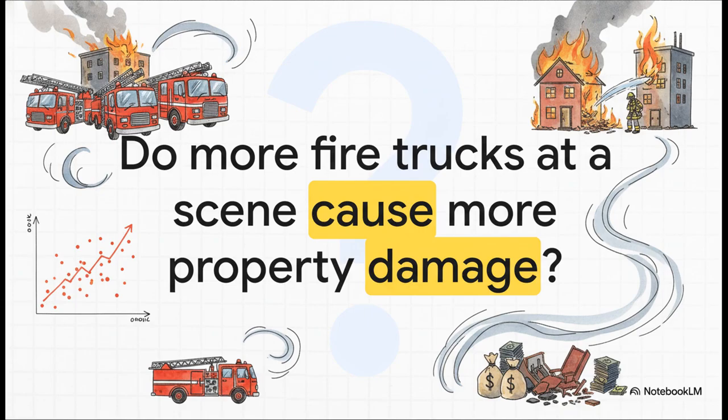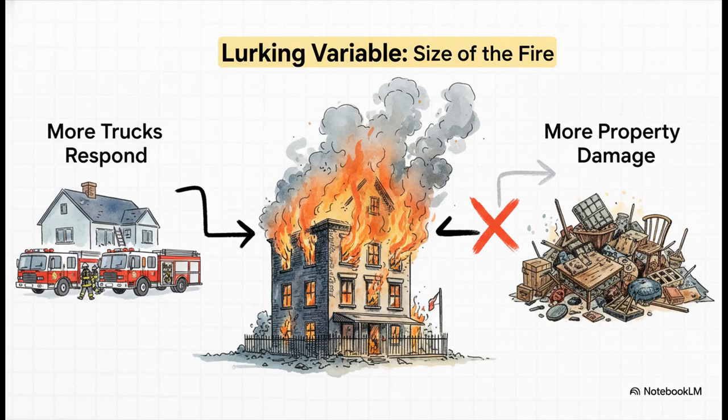Let's try one more. You look at data and see a strong positive correlation between the number of fire trucks at a fire and the amount of property damage. So, should we just send fewer fire trucks to limit the damage? Absolutely not. You know the answer. The lurking variable, the real culprit, is the size of the fire.